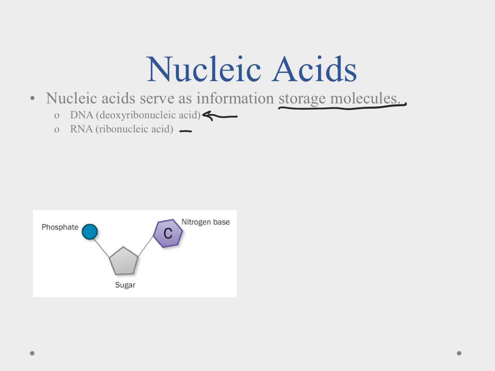There's also another nucleic acid called RNA, and that's ribonucleic acid. And RNA is what is used to make proteins, and remember, you're made of proteins. So DNA is like the plans, RNA are like the working plans that we use.